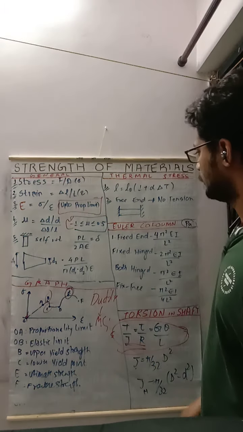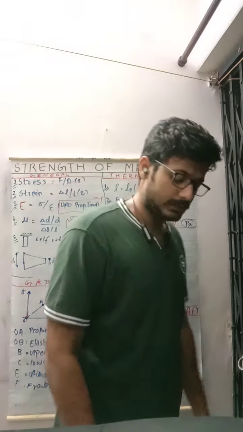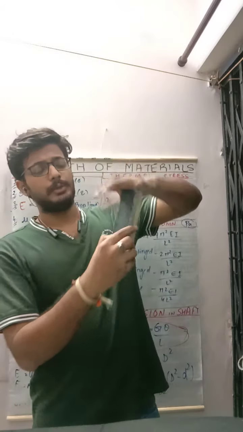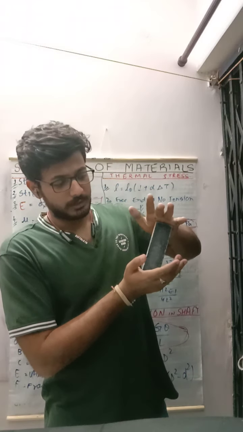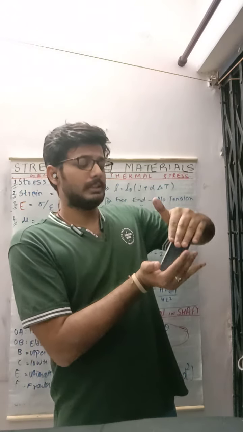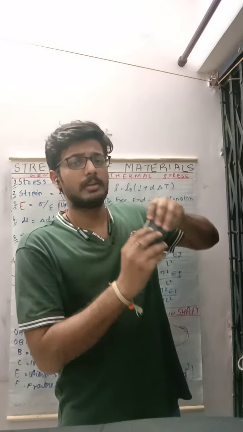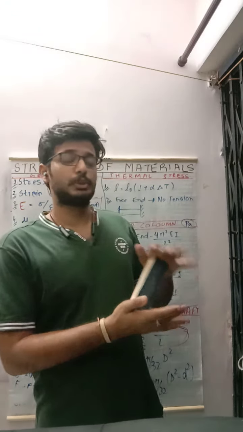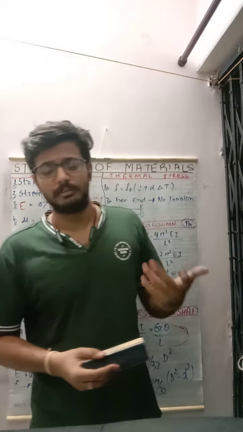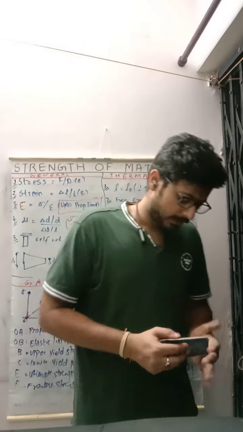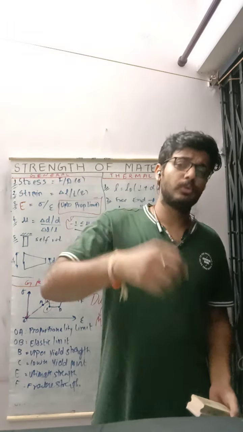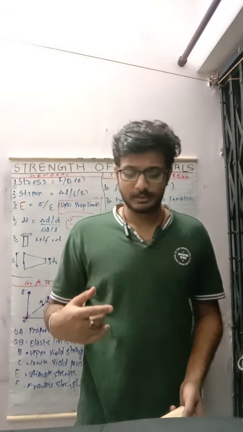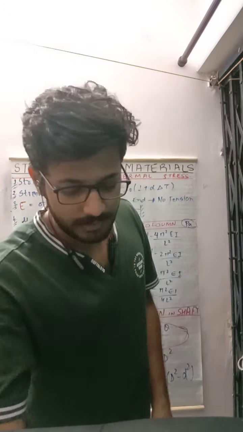Now the next thing is the Euler column. Now what is the Euler column formula? Suppose this is a column and you are applying a certain amount of force. After a certain amount of force, this column will buckle. This should be a long column; for short columns, we have a different set of formulas. For long columns, there is a critical force after which the buckling will start.